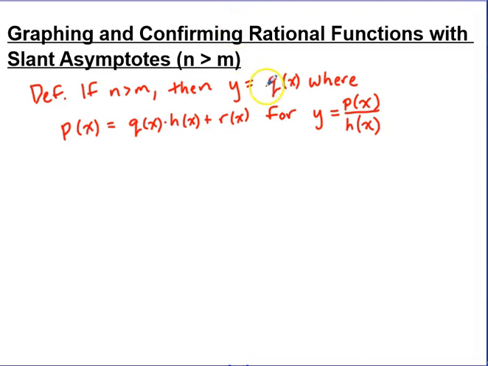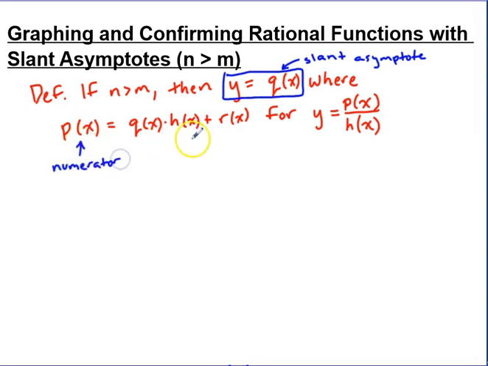Okay, so what do we have here? Well, this right here is the function that will be the slant asymptote. Keeping in mind, this could be a non-horizontal line. It could be another function like a parabola. Okay, and p of x is our numerator. Q of x is the quotient, and that ends up being the slant asymptote. The quotient when we divide p of x by h of x.